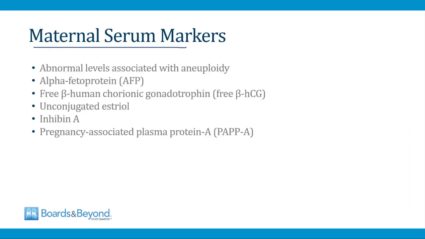Maternal serum markers are substances you can measure in the mother's blood, and if the levels are abnormal, that's associated with aneuploidy in the fetus. There are 5 important maternal serum markers, and we'll talk about how high or low levels of these markers suggest that the baby may or may not have aneuploidy.